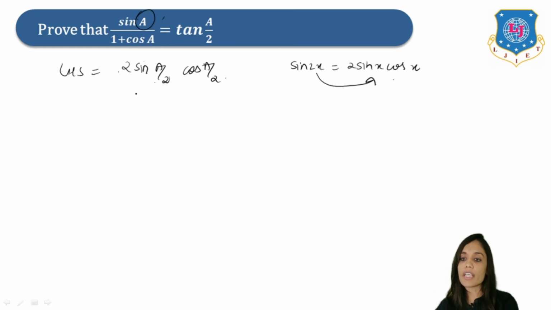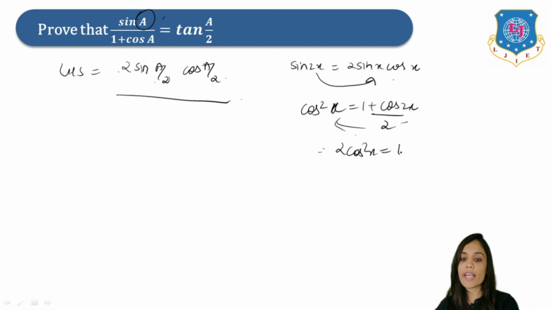So what we will get, a by 2 upon, now we know the formula of cos square x, that is (1 + cos 2x) upon 2. So if I take this 2 over this side, so we will get 2 cos square x as 1 + cos 2x.